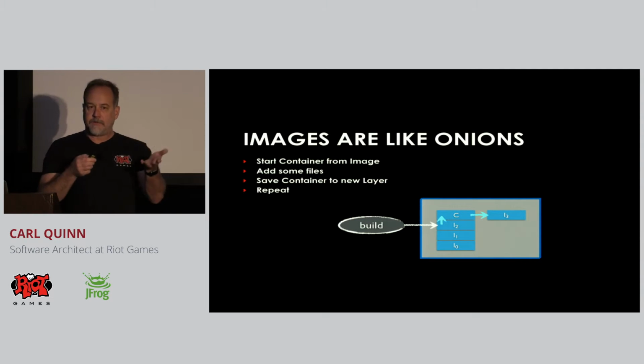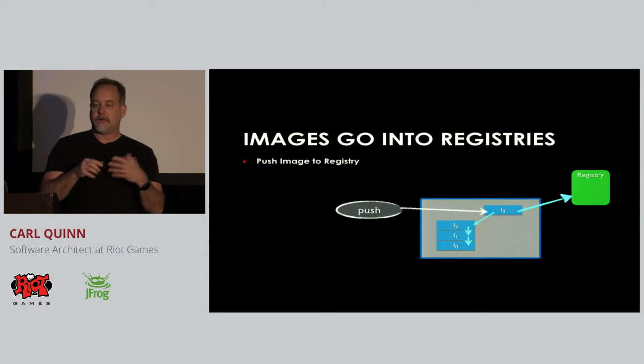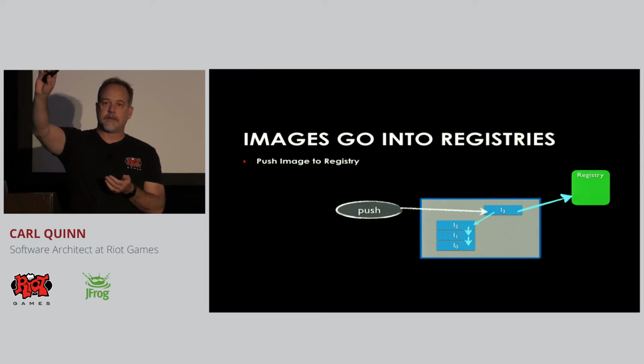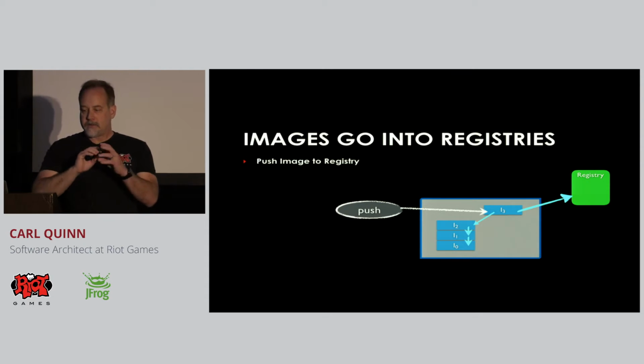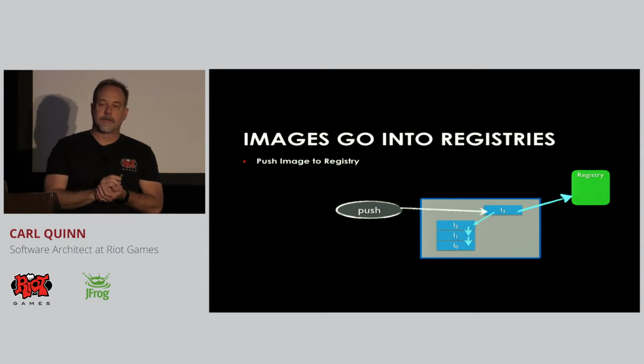And once you've built your image, you have to put it somewhere. So you use the docker push command to identify the image you want to push. You push it into the registry. That image, that layer goes into the registry, and all the other layers go in as well, if they're not already in the registry to start with.